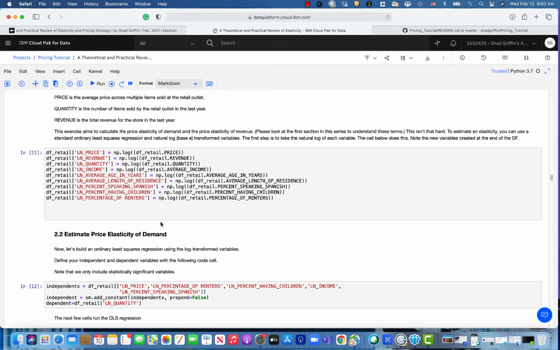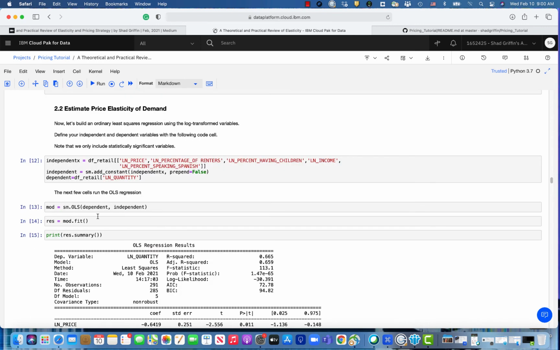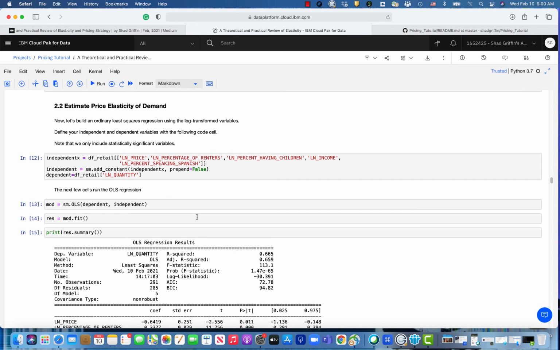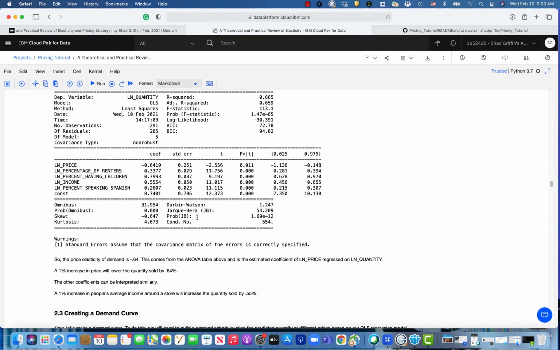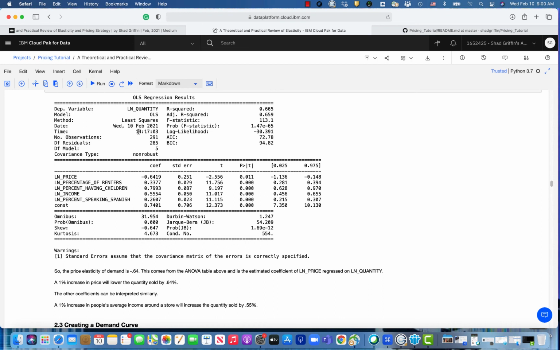And once we have the natural log of these variables, we can calculate an ordinary least squares, or OLS, regression on those log transformed variables. And the result is going to be an elasticity. In this case, I'm regressing the independent variables on the log of quantity. And this coefficient right here, this negative 0.64, represents the price elasticity of demand. So in this case, the price elasticity of demand is negative 0.64, which, if you recall from our definitions a minute ago, essentially means that if you increase prices by 1%, you would decrease quantity by 0.64%.